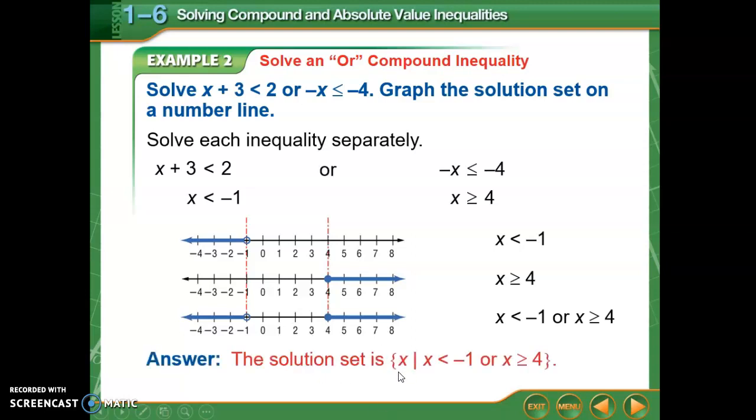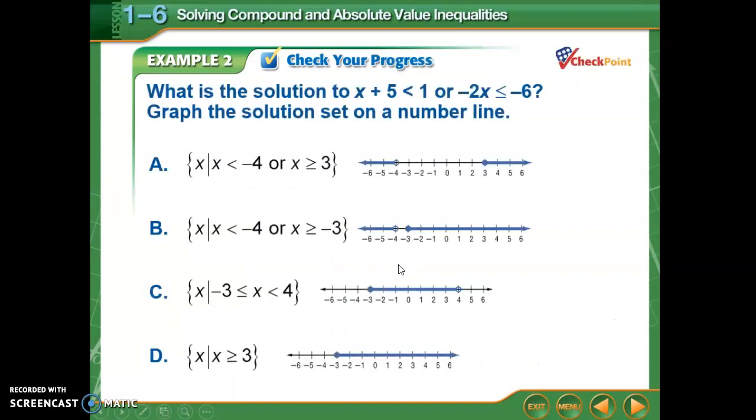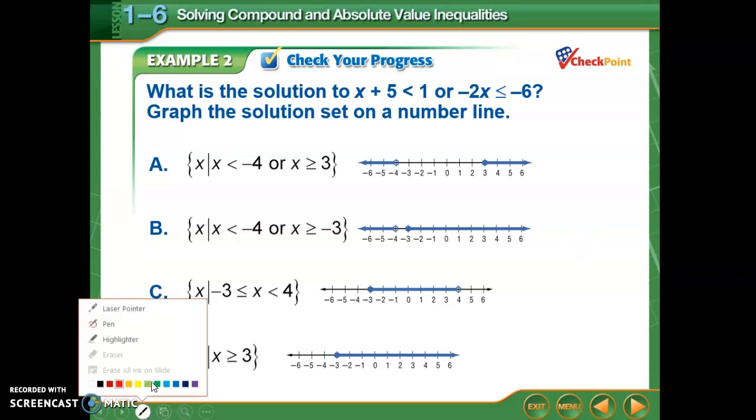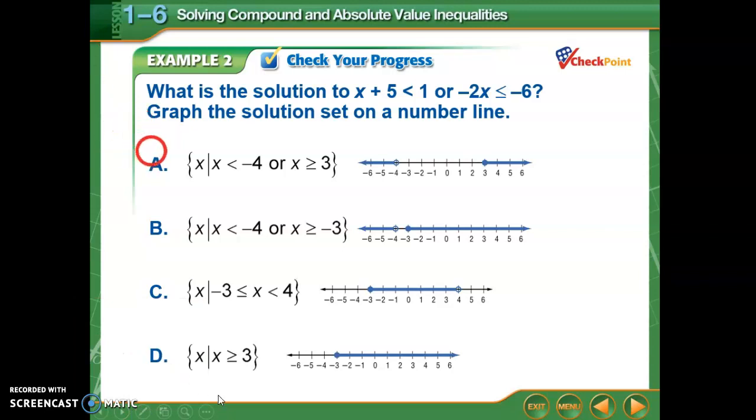Okay? Alright. Check your progress. Try this one. What is the solution to x + 5 < 1 or -2x ≤ -6? Graph the solution set on a number line. Alright, our best answer here is letter A. x is less than -4 or x is greater than or equal to 3.